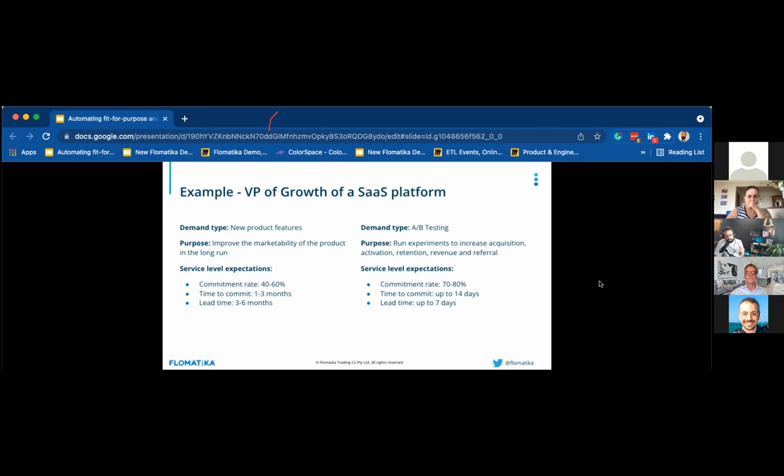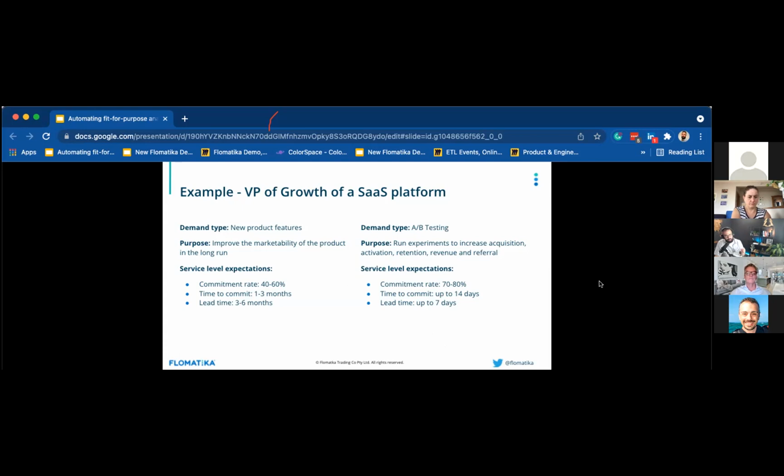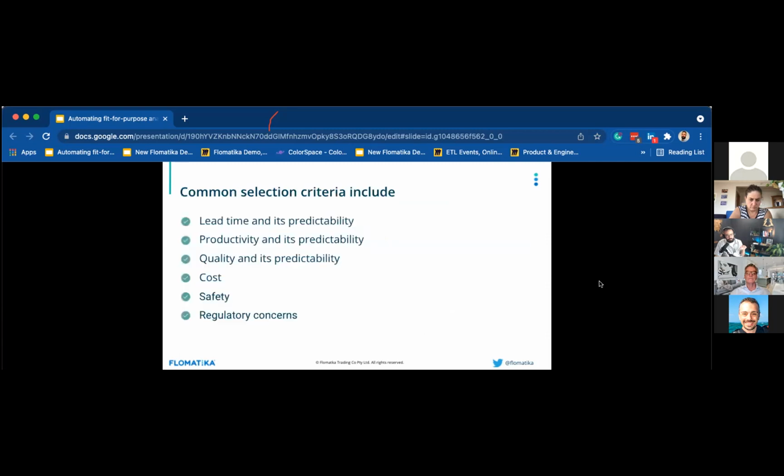But the same person could have a different type of demand for the product team, for instance running A/B testing. The purpose is to be able to run multiple experiments to increase acquisition, activation, retention, revenue, referral, etc. And the service level expectation here would be different. Commitment rate would be much higher, time to commit much lower, and lead time also much lower. So it's important to notice that same customer, different demand types, different purpose, different service level expectations.